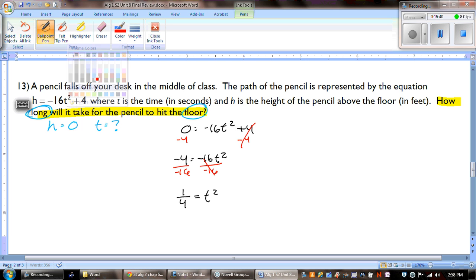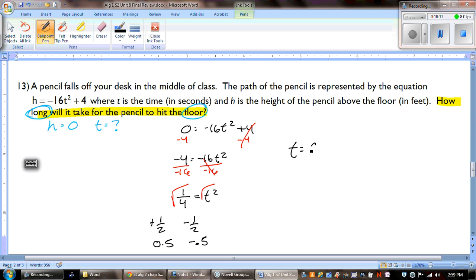Now, to get the exponent out of there, because it's being squared, I'm sorry, guys. So we have to take the square root. Now, remember that we get 2 answers here. You should get a positive 1/2 and a negative 1/2. Or if you're using your calculators, that's going to be 0.5 and -0.5. And can we have a negative time? No. Okay, so our time is 0.5 seconds.